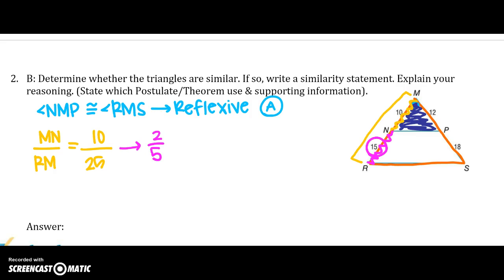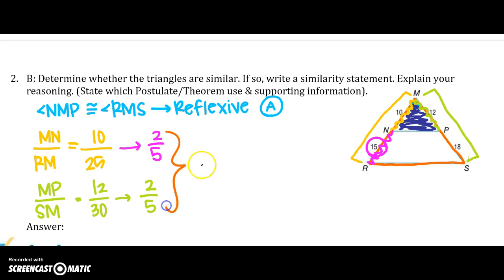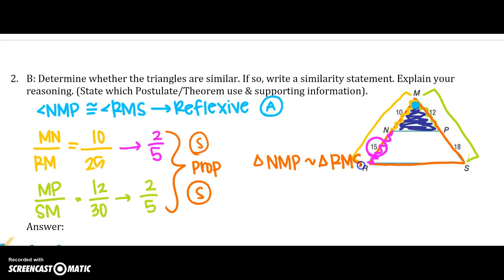And my other side, I'm going to pick MP, which is right here, over SM. Remember, I need the whole length. So I'm going to say 12 over 30. And that reduces to 2 over 5. All right, so I'm going to compare. I have two sides that are proportional, and I have one angle, which means I know that my triangles are similar. Triangle NMP is similar to triangle RMS because of the SAS similarity theorem.